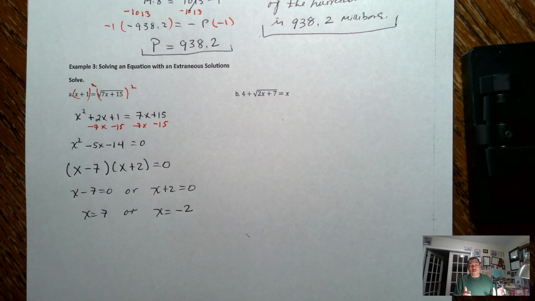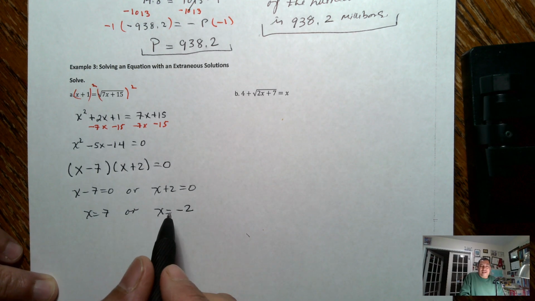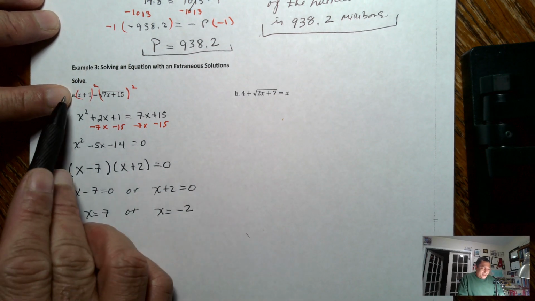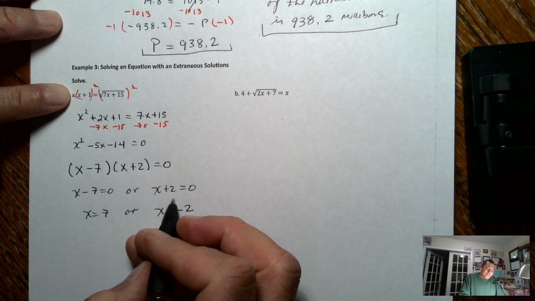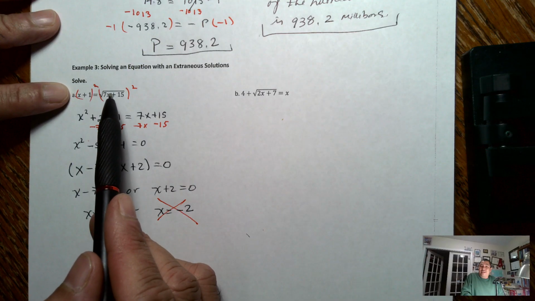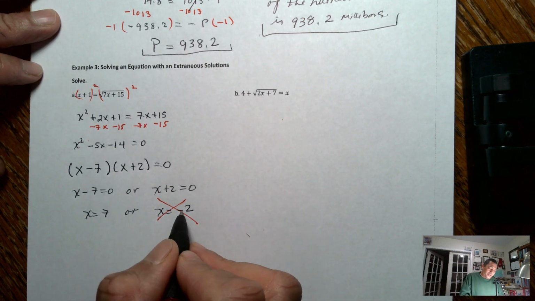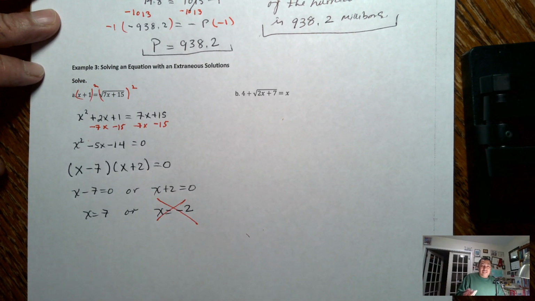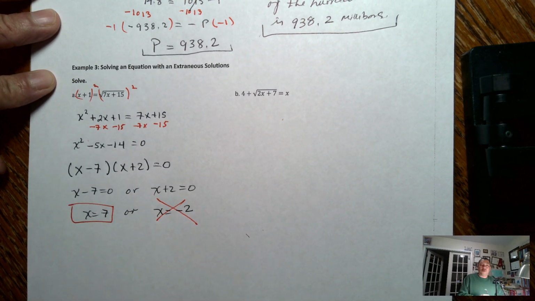Now you need to check the solution on this one for extraneous solutions. So I'm going to start with a negative number, negative 2. So I have negative 2 plus 1 equals negative 1. Definitely this is not the solution, because it doesn't matter which number you plug in for x, you are never going to get a negative number out of that radical. So x equals negative 2 is the extraneous solution. So my solution is x equals 7.